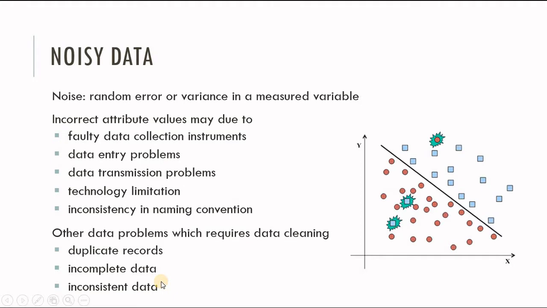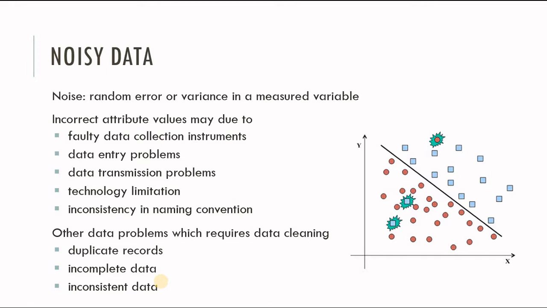Noise is a random error or variance in a measured variable. Suppose you are measuring the temperature of your body, but if the thermometer is faulty, then your measured value will be wrong. That is the variance or error in your measured variable. So that data is wrong, and that is why it becomes noise.